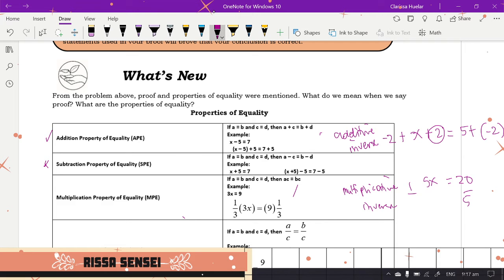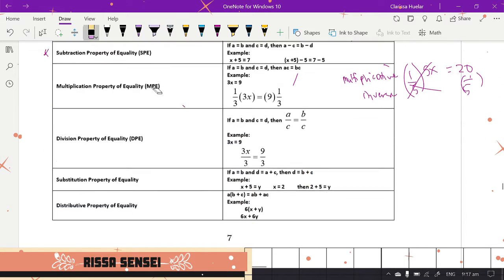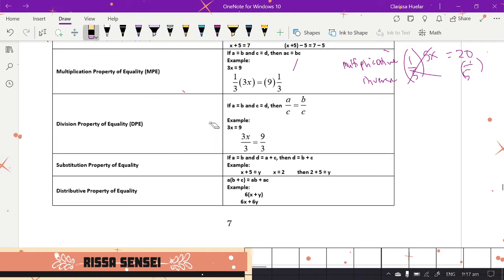So I will multiply 1/5 on both sides. Ganun din dito, 1/5. So makakancel na yan. It will become 4. Parang nag-divide lang din tayo. Okay? So, again, MPE, we are multiplying the multiplicative inverse of the numerical coefficient that we need to get rid of. Ma'am, yung division property, as I said, parang acquainted din siya sa multiplication property of equality. So, we are multiplying the multiplicative inverse.